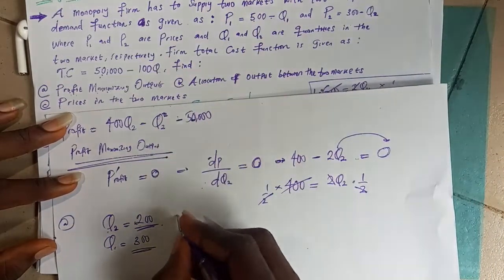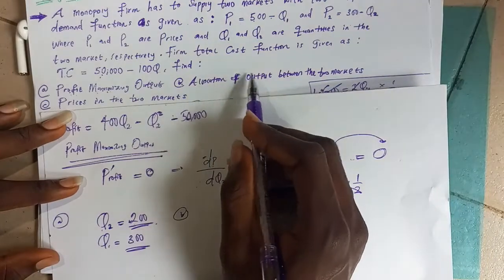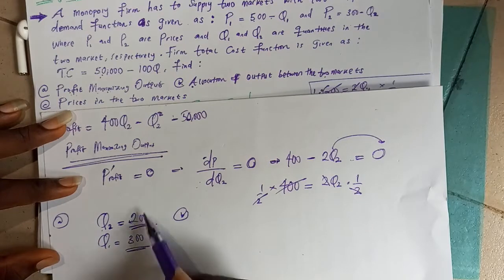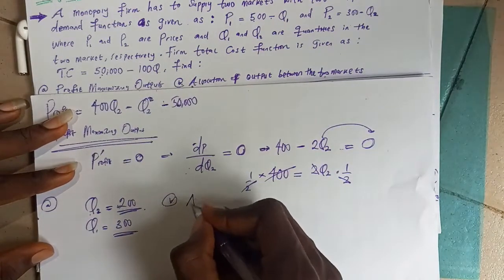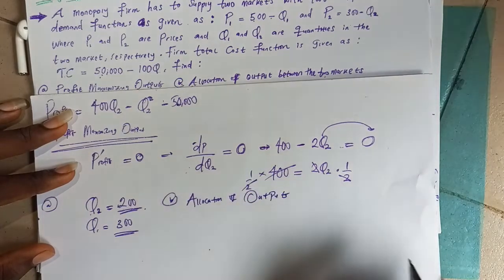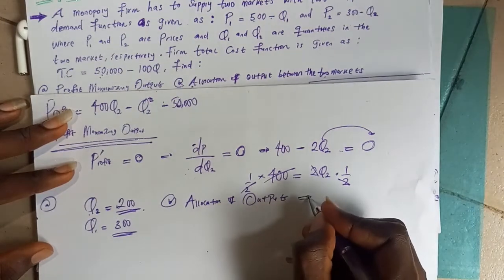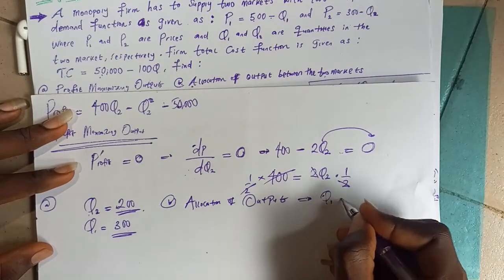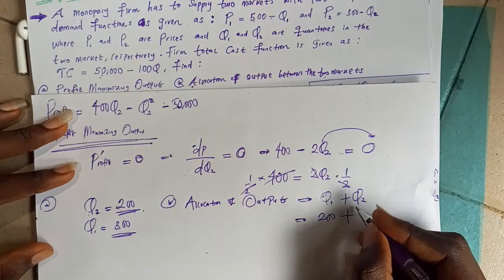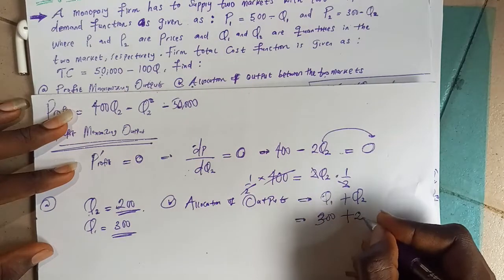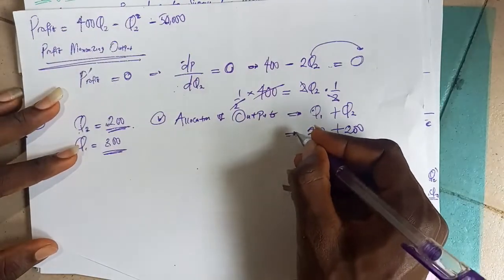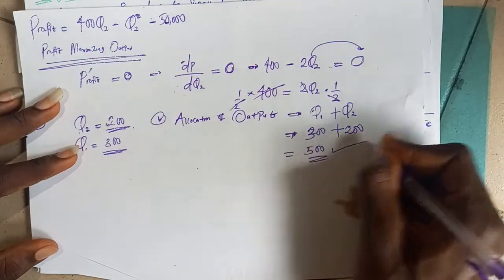To give an answer to this allocation of output, the allocation of output between the two markets is the allocation of these two, by adding this and this together. So the allocation of output between the two markets is Q1 plus Q2. Just have to add them together. Q1 is 300, Q2 is 200. So the allocation of output between the two markets is 500. So please take note of that.